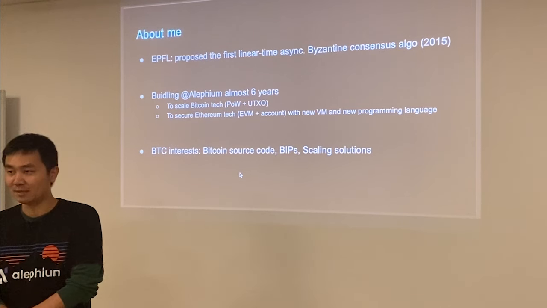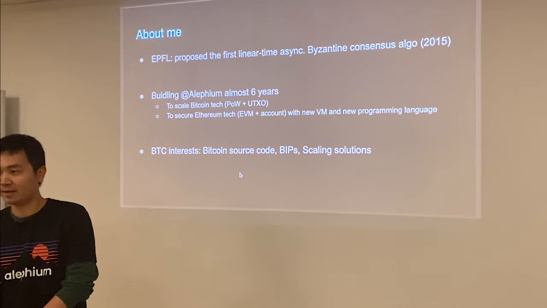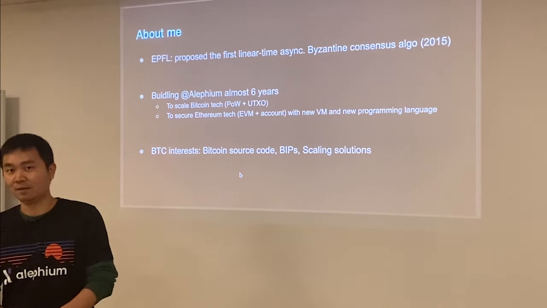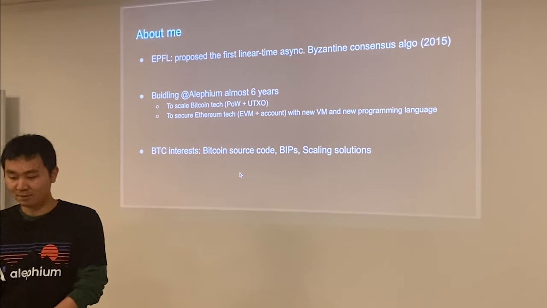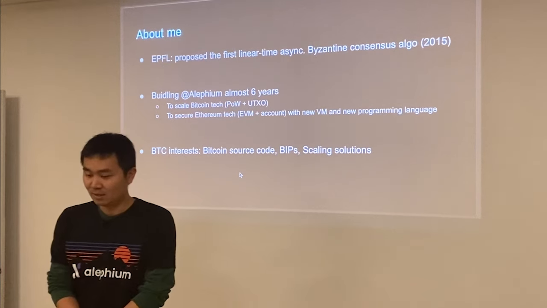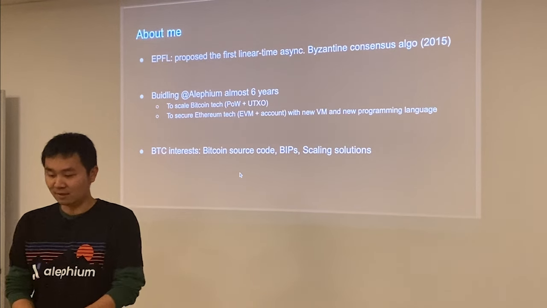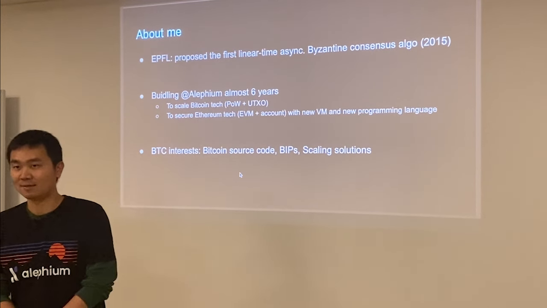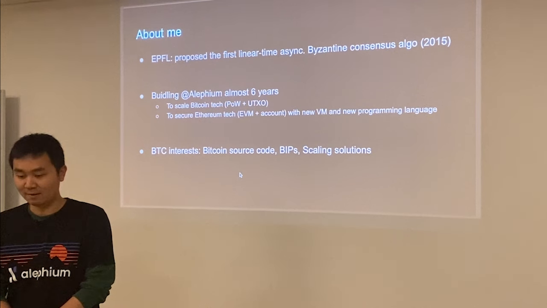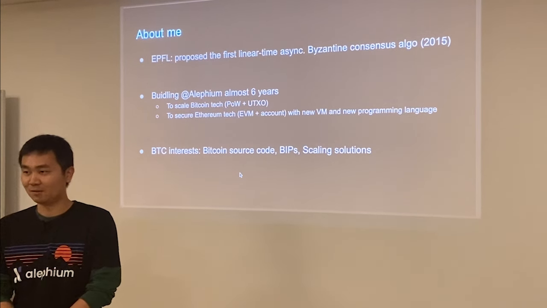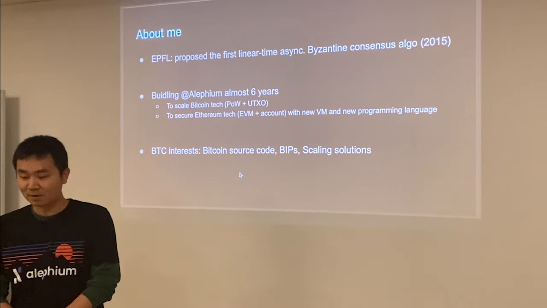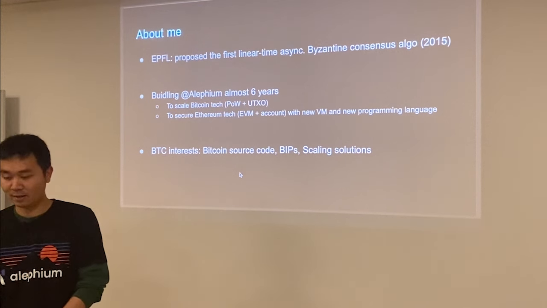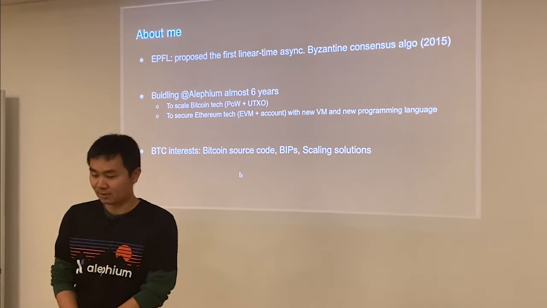In the past 6 years, I have been working on RFU, a new blockchain that tries to scale Bitcoin based on proof of work and the UTXO model, and also tries to improve some of the Ethereum technology like EVM and the account model. Probably you have heard that a lot of hacks have happened on the EVM platform. That's one of the big problems we want to resolve. We built a new virtual machine and also a new programming language for that.